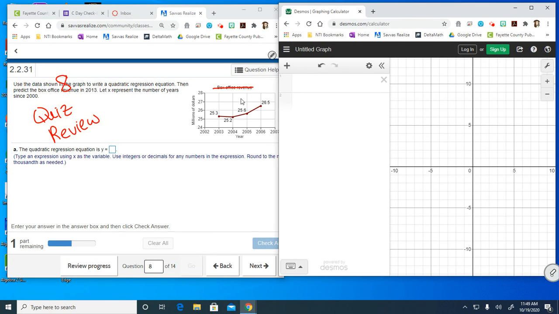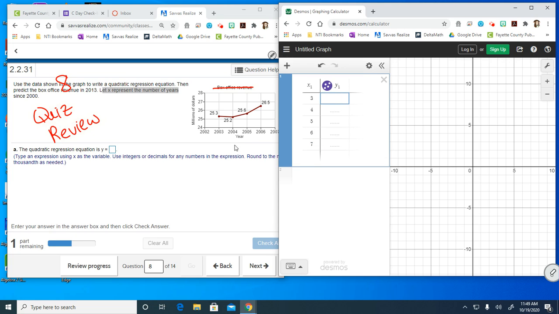One thing to point out is that it wants me to use x to be the number of years since 2000, because a lot of handheld graphing calculators may not be able to perform these calculations when you're using really, really large numbers. So if x represents the number of years since 2000, then instead of 2003, I'm going to put 3 in for the x. For 2004, I'll have a 4. For 2005, 5. And 2006, 6.